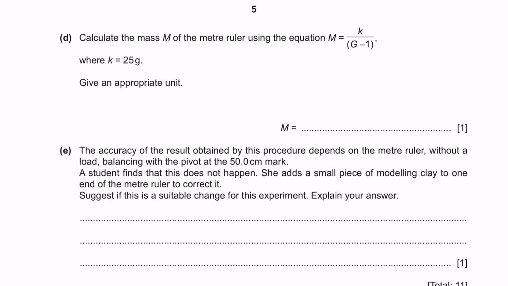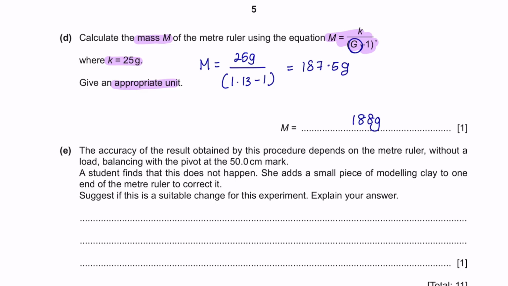Next, question D. Calculate the mass of the meter ruler using this equation, where K equals 25 g, and give an appropriate unit. The value of my gradient previously was 1.13, so minus 1. The value of M would be 187.5 grams. According to the marking scheme, a range of 150 to 350 is an acceptable answer, and the appropriate unit for this would be g as they're looking for mass.